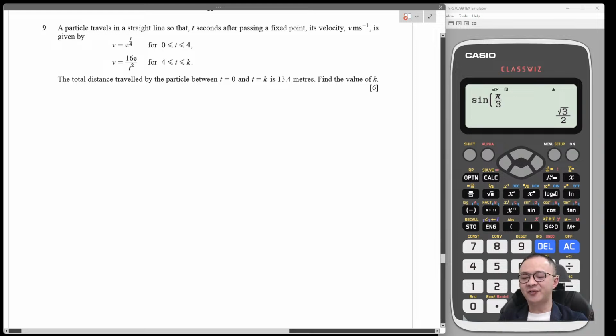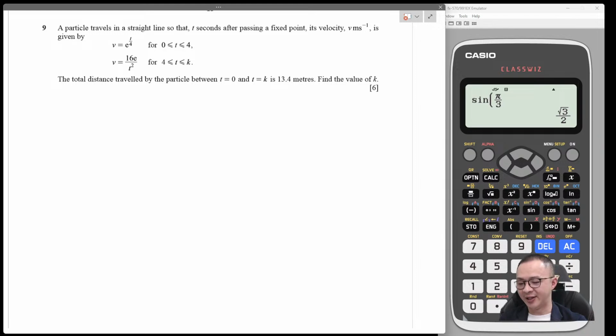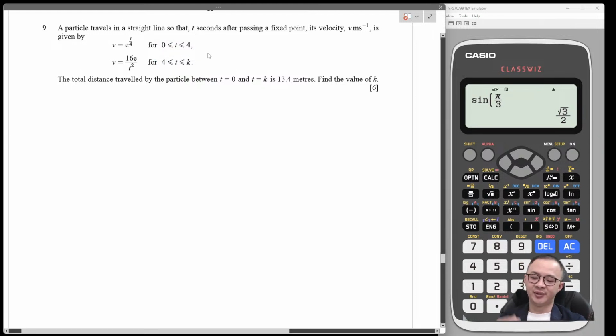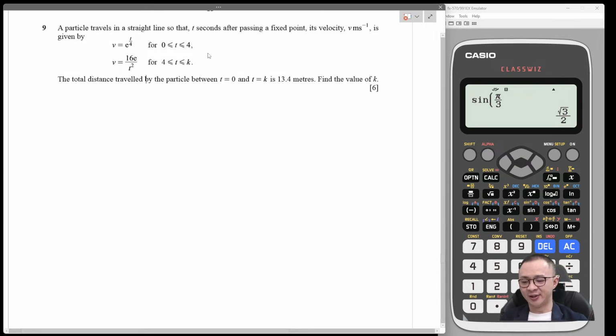A particle travels in a straight line t seconds after passing through a fixed point. The velocity is given by these two equations. The first equation is for the particle traveling in the 0 to 4 seconds. Then the next one is 4 to k seconds. Okay. Total distance traveled by the particle from t equals 0 to t equals k is 13.4 meters.